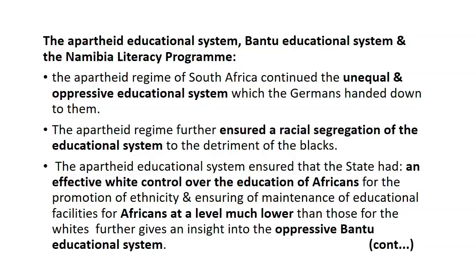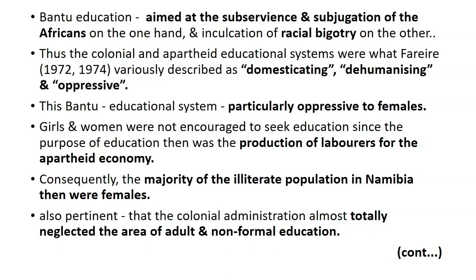The apartheid educational system ensured that the state had an effective white control over the education of Africans for the promotion of ethnicity and ensuring of maintenance of educational facilities for Africans at a level much lower than those for the whites, which further gives us an insight into the oppressive Bantu educational system. It aimed at the subservience and the subjugation of the Africans on the one hand, but on the other hand, inculcation of racial bigotry as well.